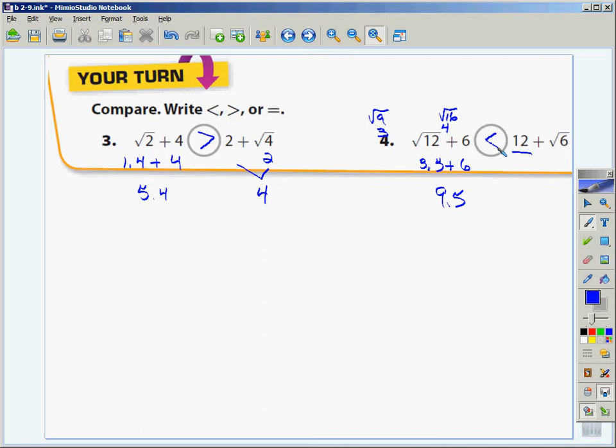What type of number is the square root of 12? Irrational. What type of number is the square root of 4? It is whole, because the square root of 4 has a value of 2.